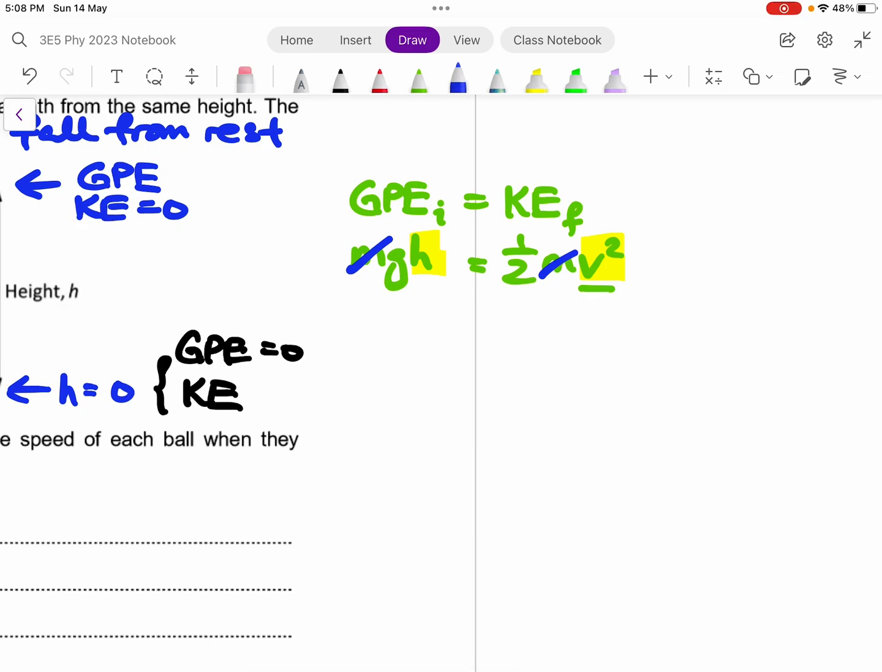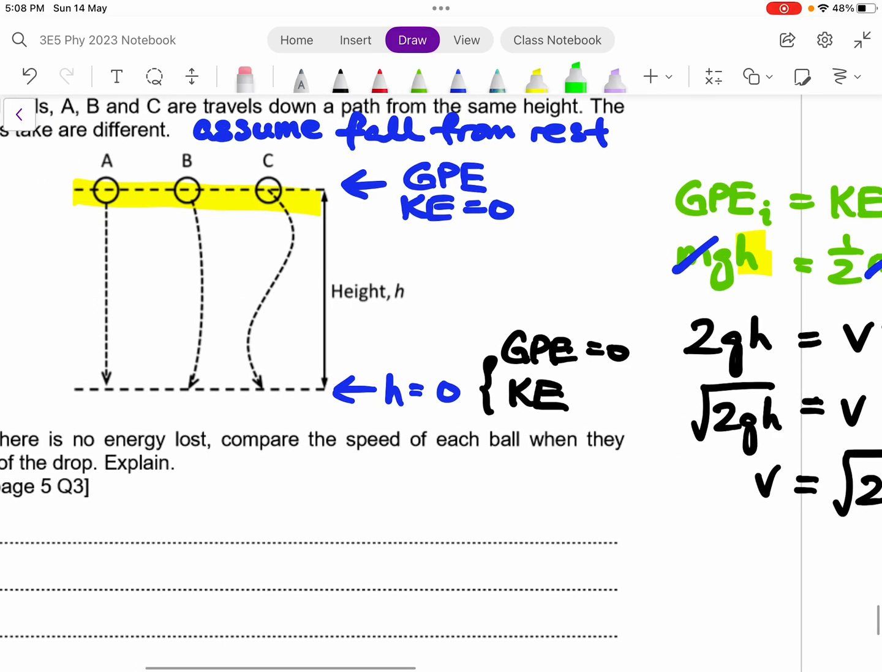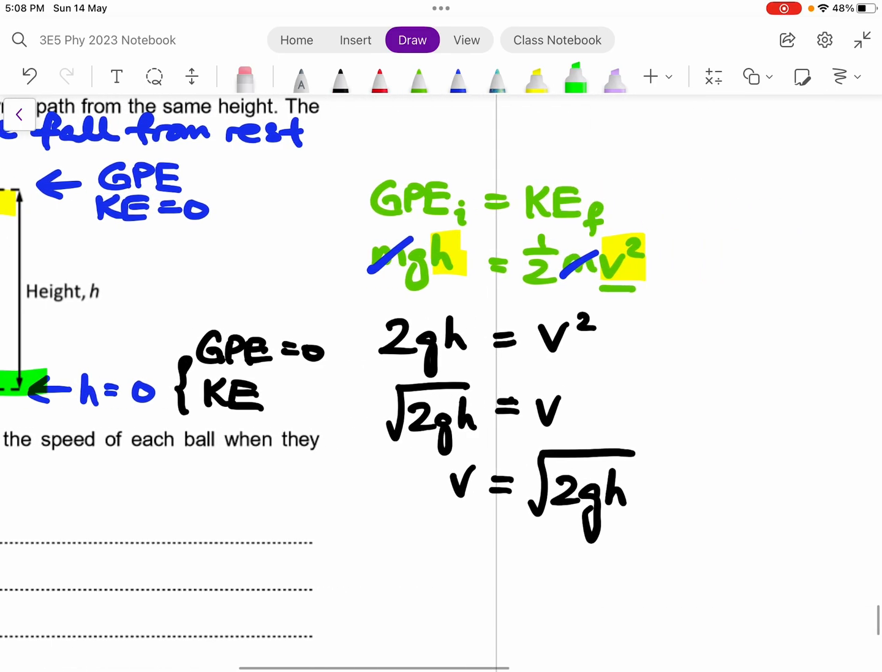Maybe I use black. So I bring the half over, 2gh equals to v squared. Then my v will become square root of 2gh. And you can see that the final velocity, which is the velocity over here, that's my final state, right? My v is actually equals to the square root of 2gh. Does it involve mass? No. As long as they are above the same height, they will reach the ground at the same final velocity.